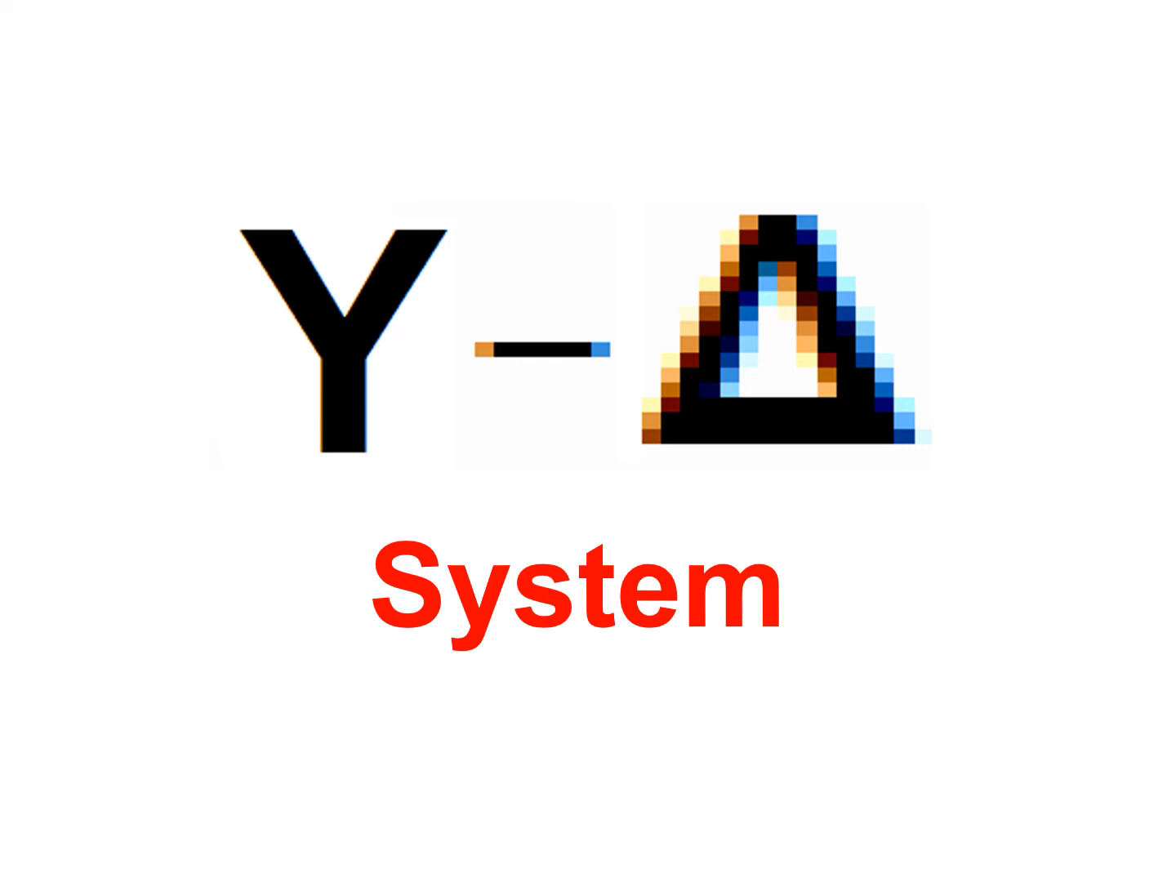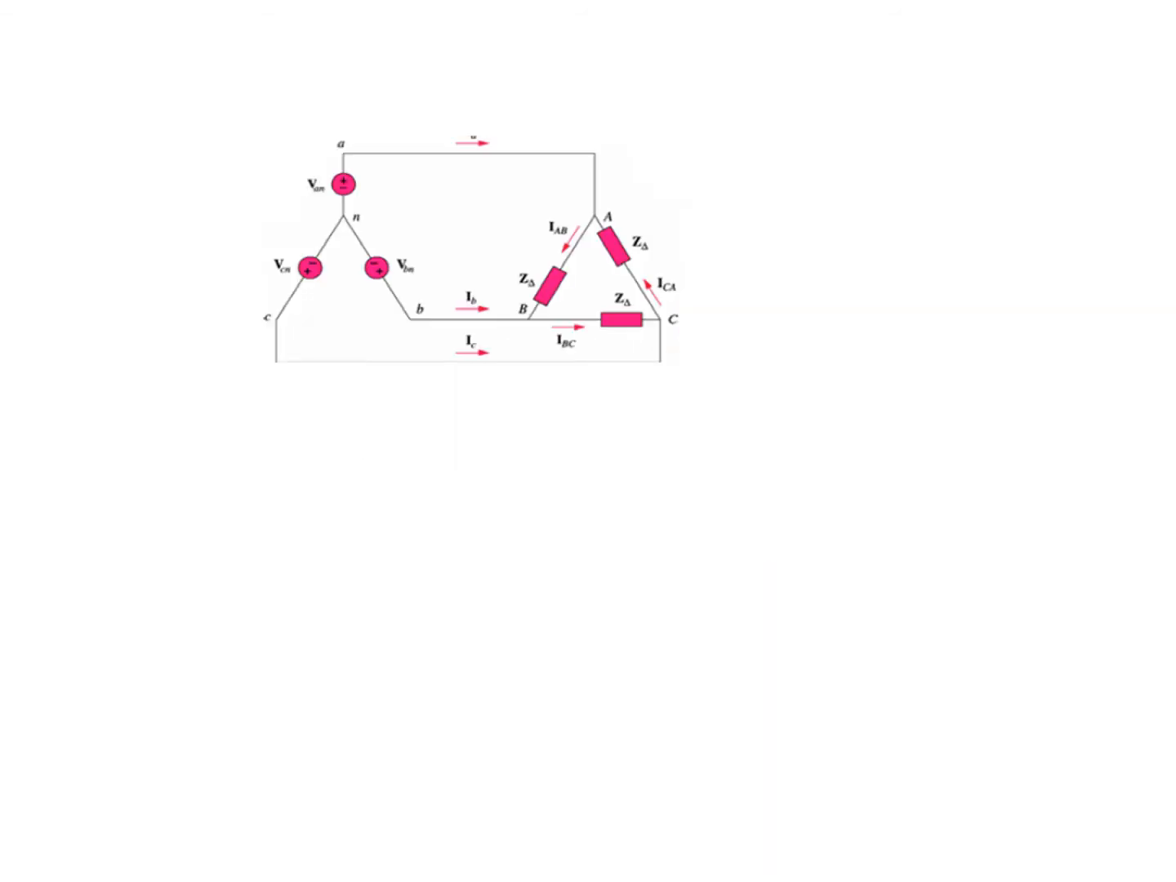Bismillahirrahmanirrahim. In this video, we learn about Wye-Delta systems. And let's see the circuit. You can see that the source is Y connected or star connected, and the load is delta connected.